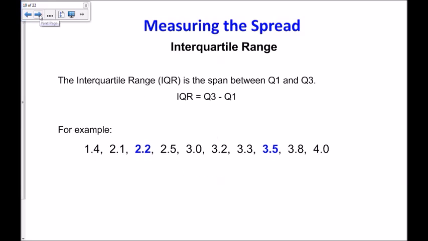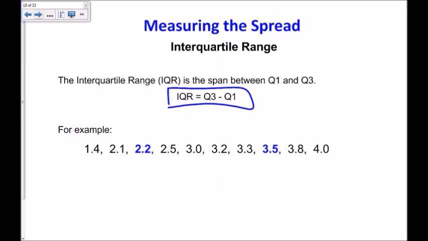The interquartile range is the span between Q1 and Q3. Here is the formula. Now, the nice thing about the IQR, or the interquartile range, is that it's not really skewed by outliers. It doesn't matter how far the outliers are, it still deals with Q1 and Q3, and so it's a fairly good measure of spread for us.